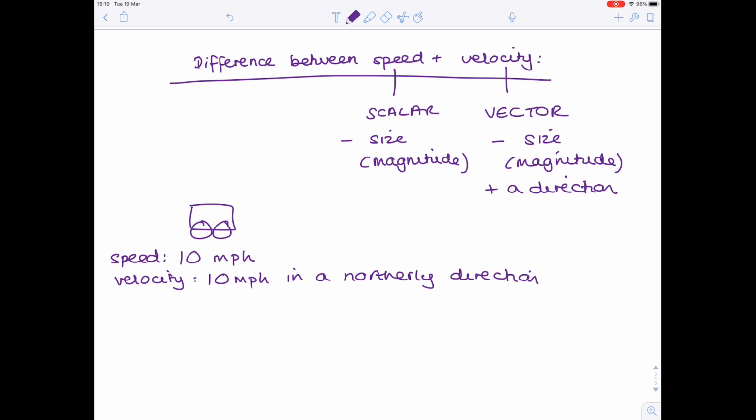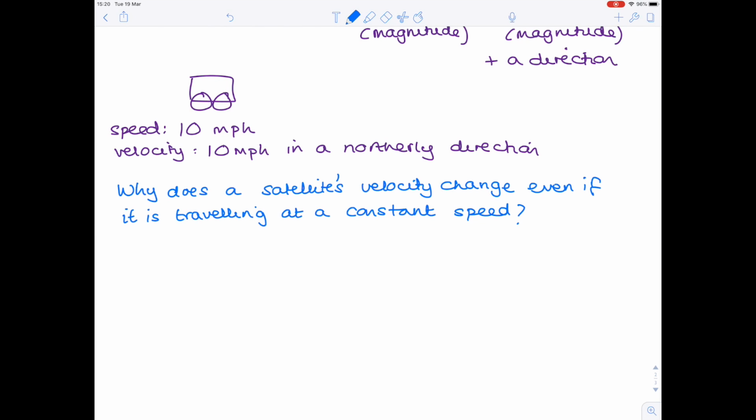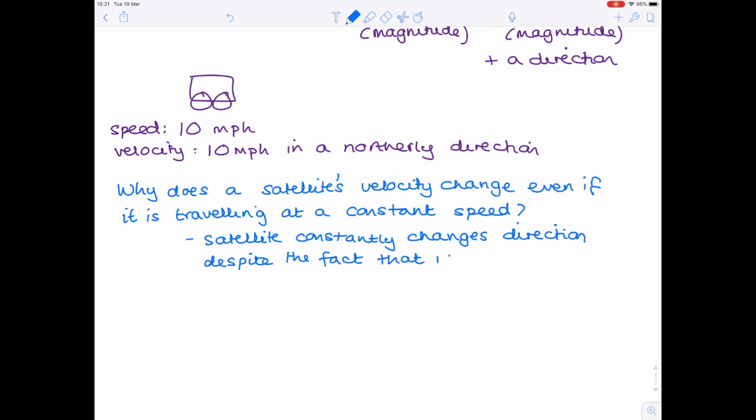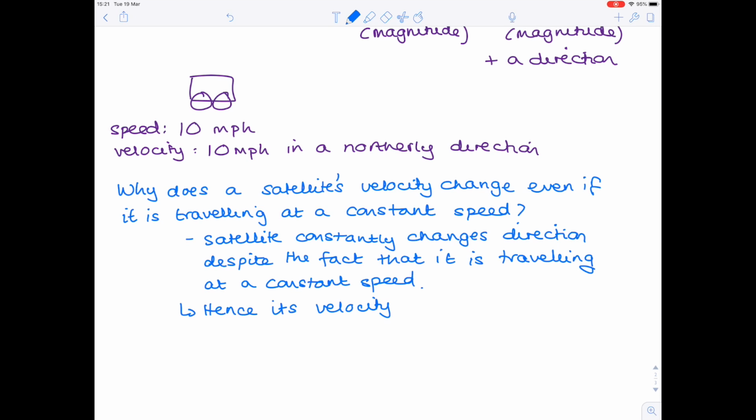So going back to our initial question, which I'll write out again. So why does the satellite's velocity change even if it is travelling at a constant speed? This is because the satellite constantly changes direction, because it's moving in a circle, despite the fact that it is travelling at a constant speed. Hence, its velocity is changing.